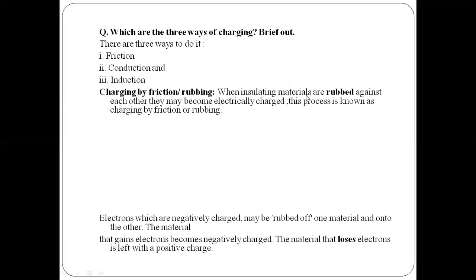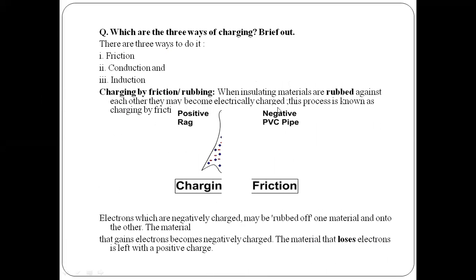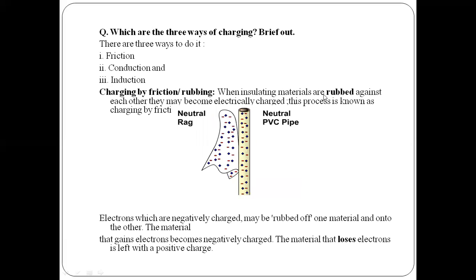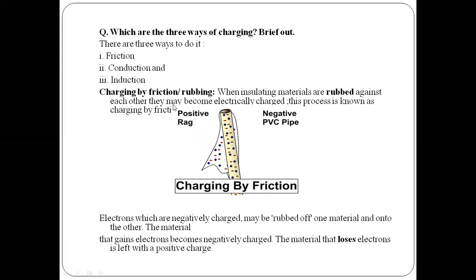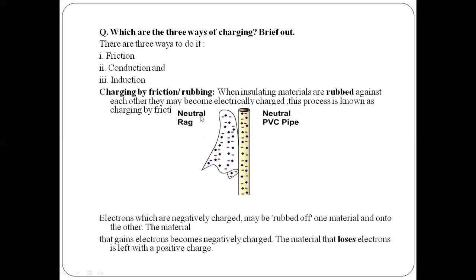When insulating materials are rubbed against each other, they may become electrically charged. This process is known as charging by friction. Just look at this image. When the neutral rag, an old cloth, is rubbed by a PVC pipe, then here we find transfer of electrons, so that now they become charged. This is what we say charging by friction.